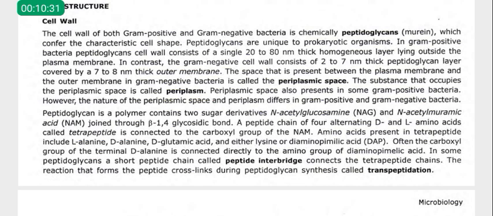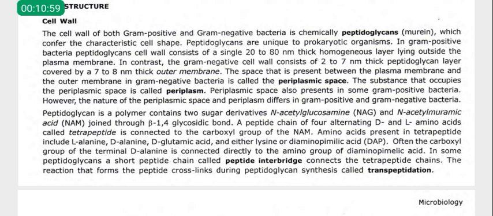The space that is present between the plasma membrane and the outer membrane in gram-negative bacteria is called the periplasmic space. The substance that occupies the periplasmic space is called periplasm. Periplasmic space is also present in some gram-positive bacteria. However, the nature of the periplasmic space and periplasm differs in gram-positive and gram-negative bacteria.